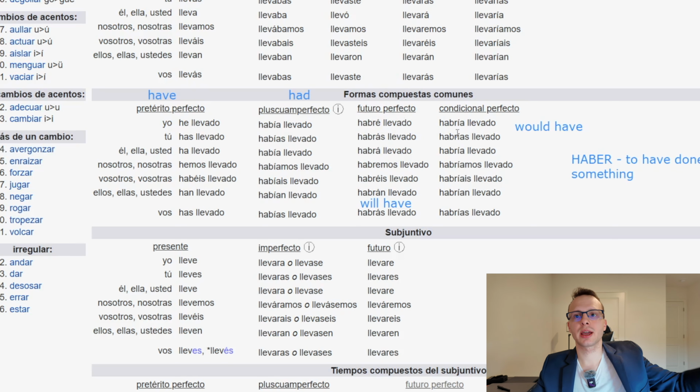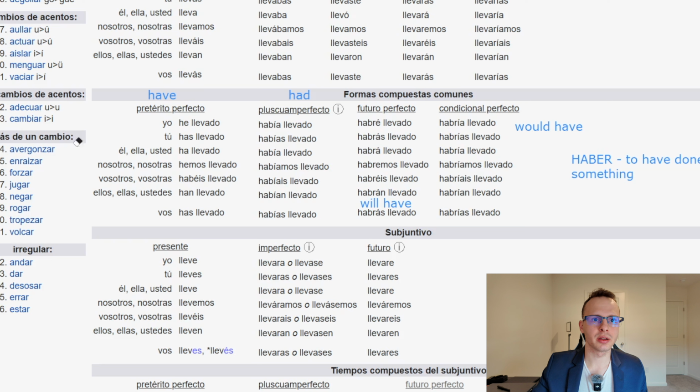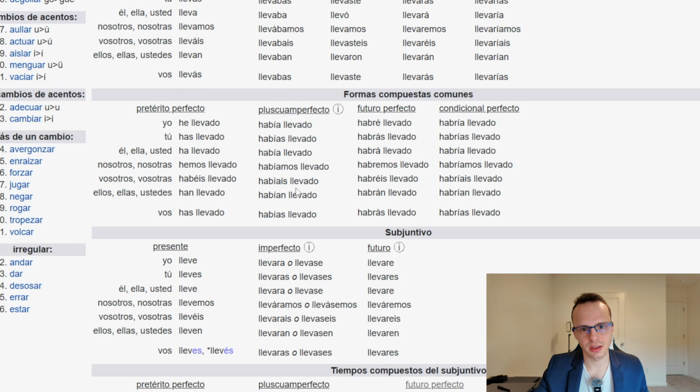And this is I would have taken, you would have taken. All right, so that's pretty simple. And look, this is not expecting you to just automatically be able to conjugate in all of these tenses, right?